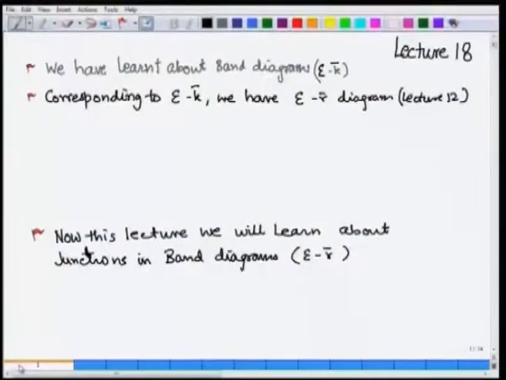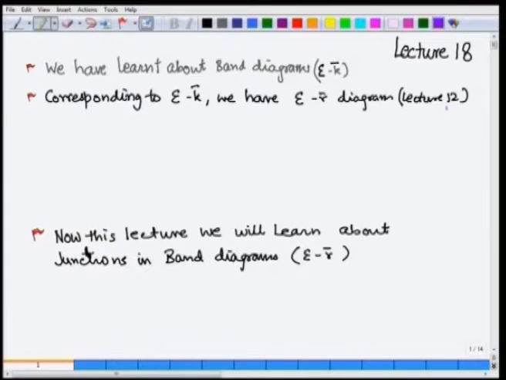So, what are we going to do today? Let's look at this. What we have done is that we have learnt about band diagrams. We were learning about energy and K band diagrams. Then after that, corresponding to the E-K diagram, we examined that we could have an E versus position diagram, and that we did in lecture number 12.